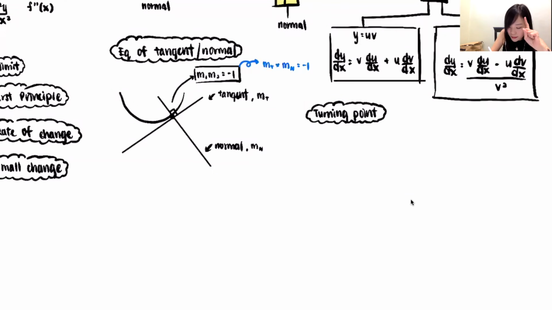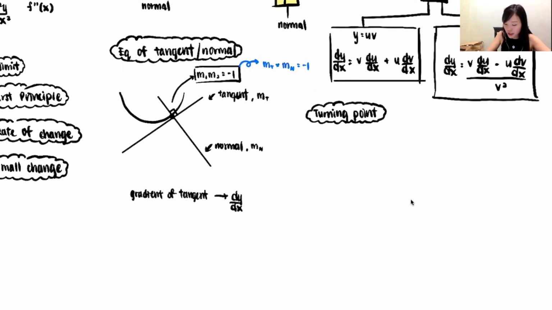So anyone remember gradient tangent? How do we actually find gradient of tangent? Very good, key. dy dx. Guys, we're learning this chapter, right? Differentiation, right? It's because whenever you differentiate a curve equation, you will straight away get the gradient for the curve. So which is gradient for tangent.